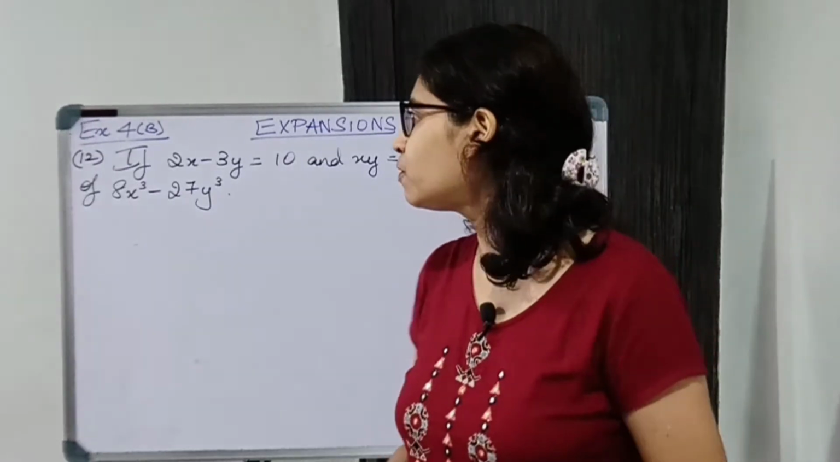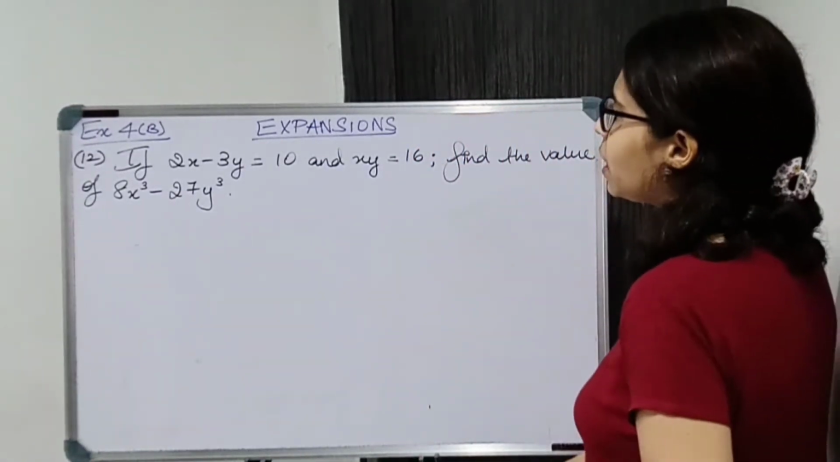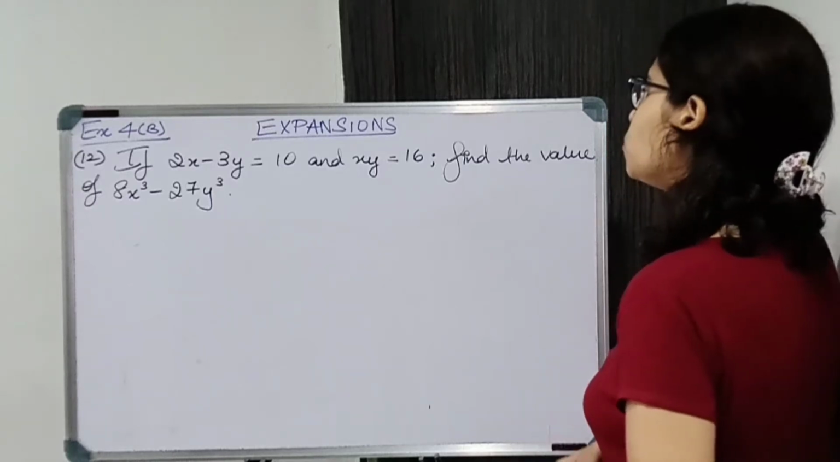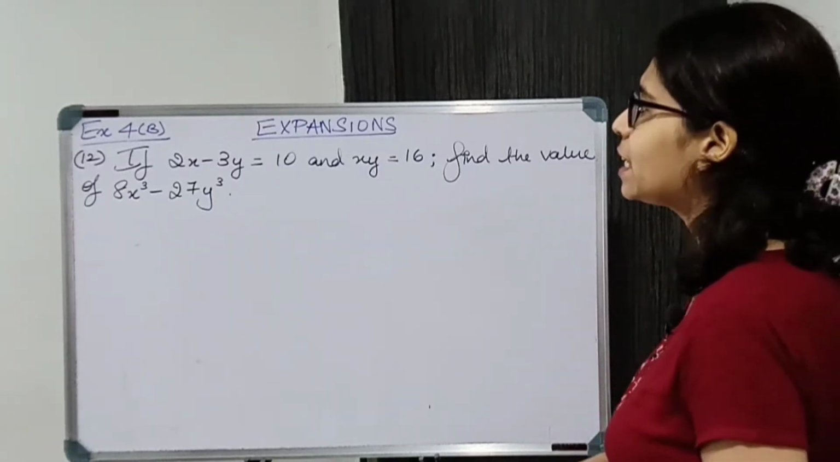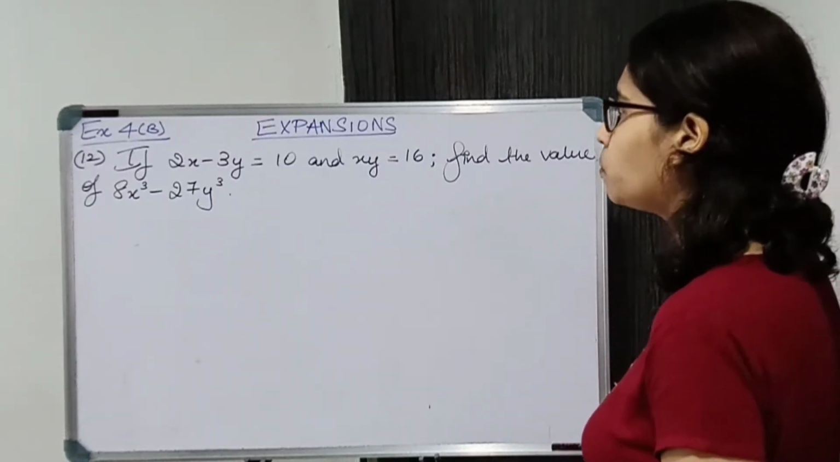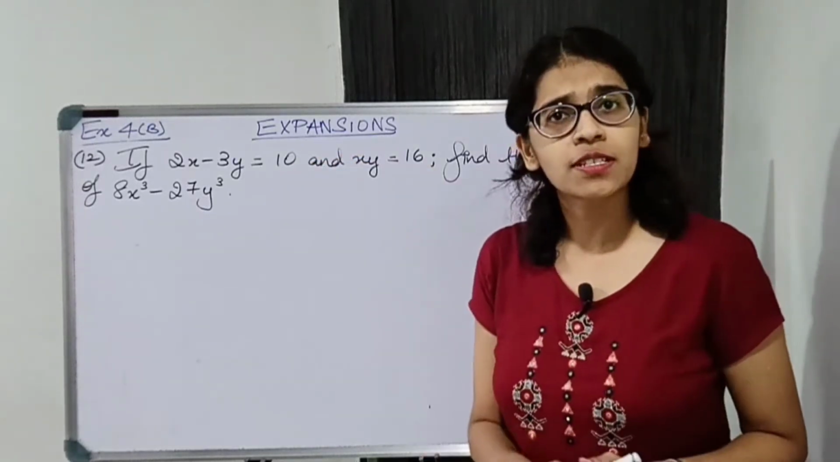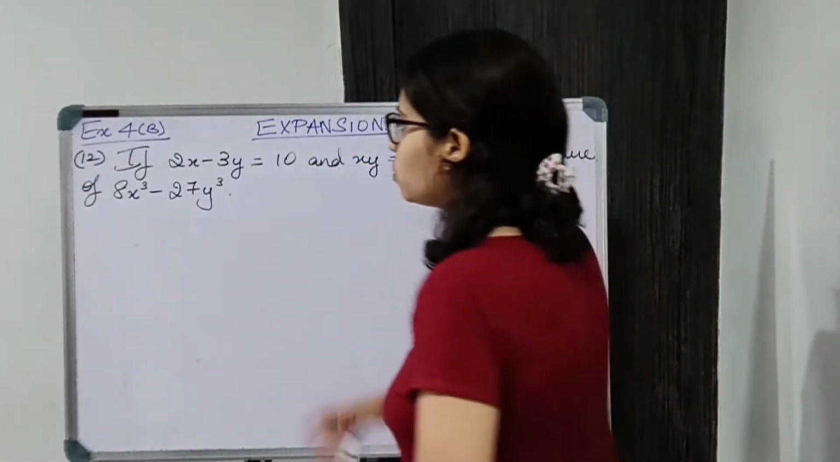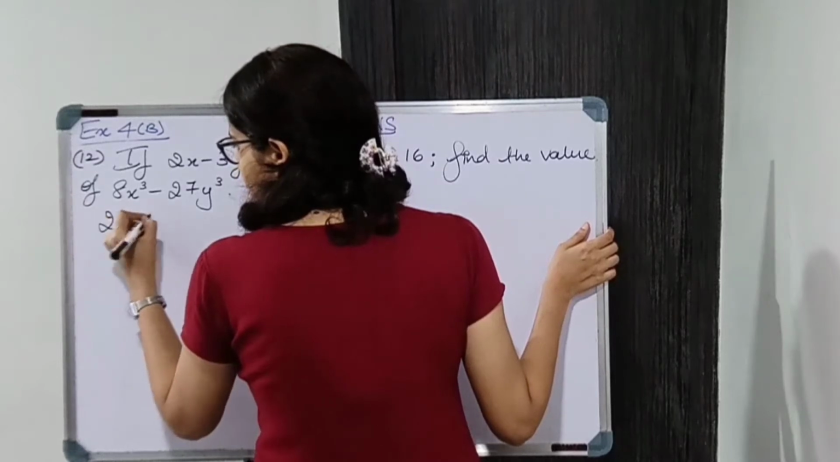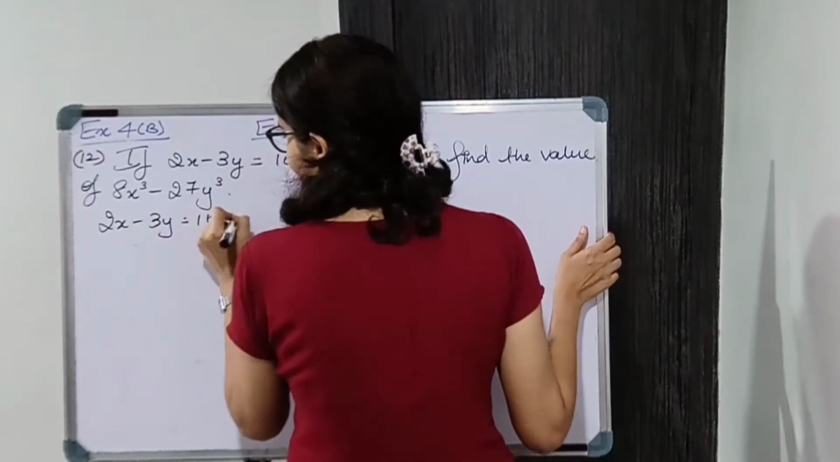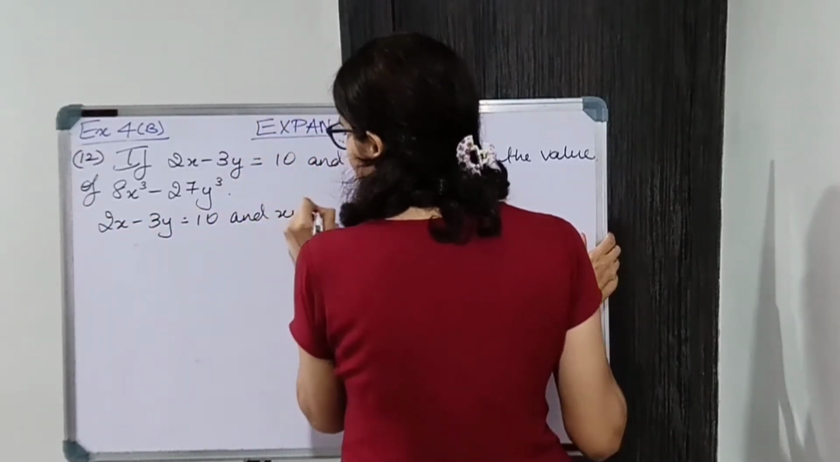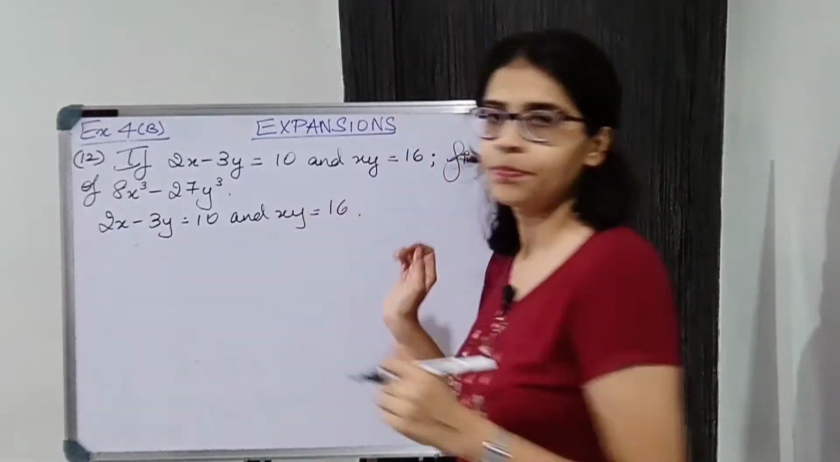Question number 12. If 2x minus 3y is equal to 10 and xy is equal to 16, find the value of 8x cube minus 27y cube. We'll write down the given first. So 2x minus 3y is equal to 10 and xy is equal to 16.